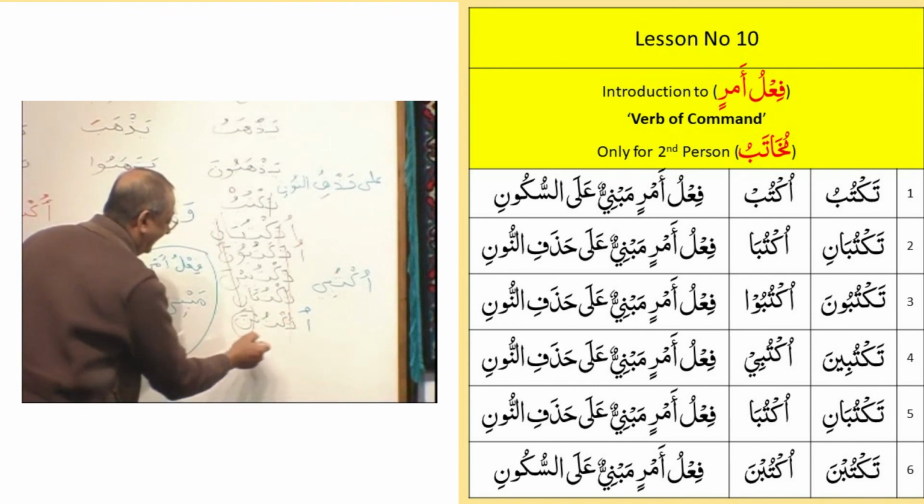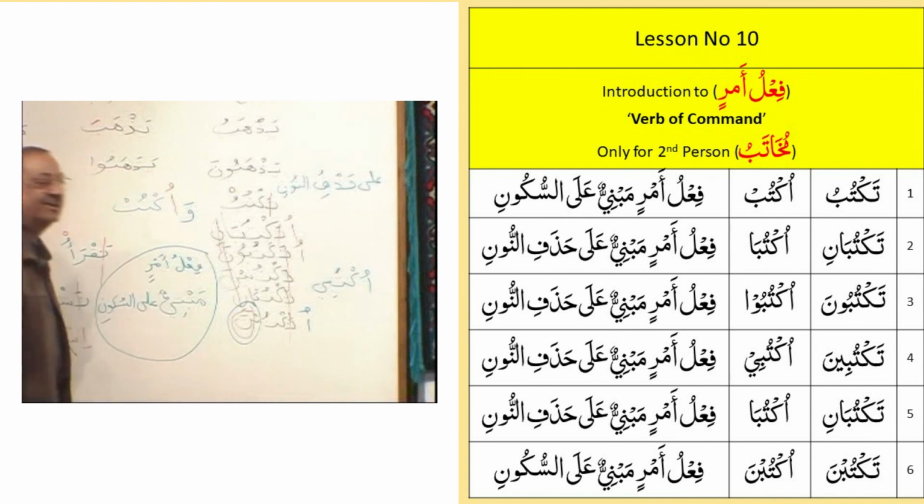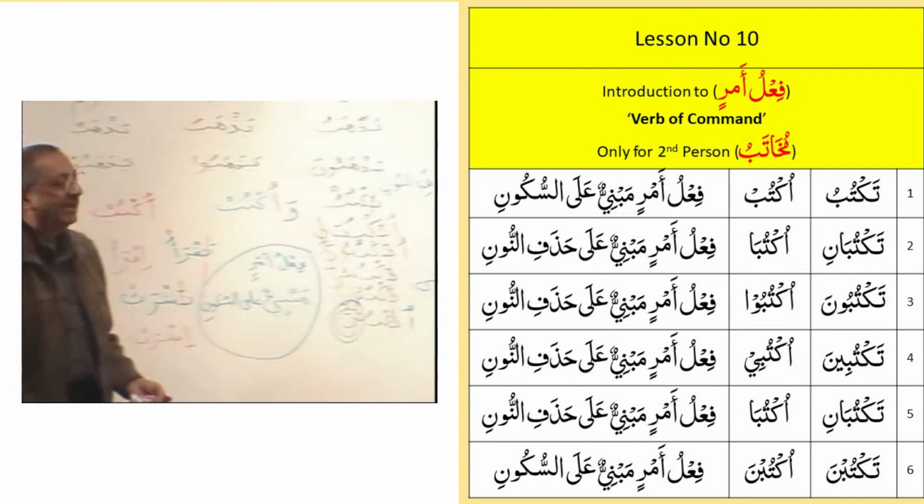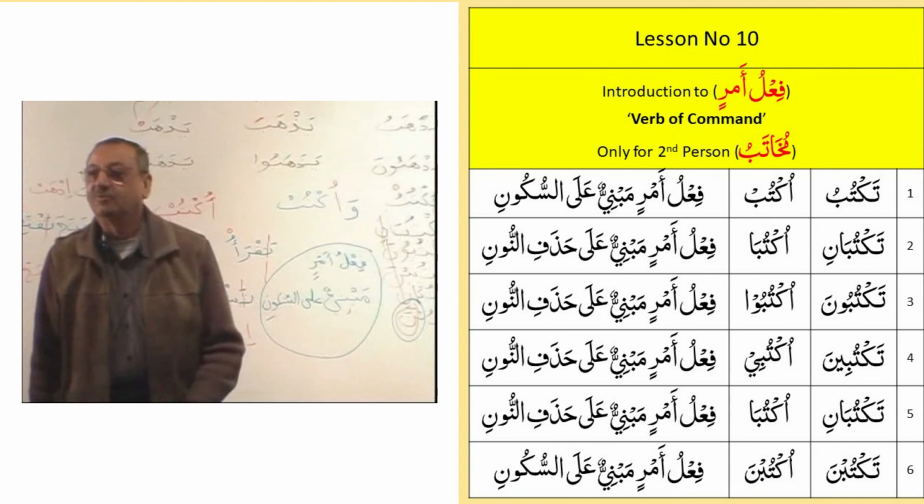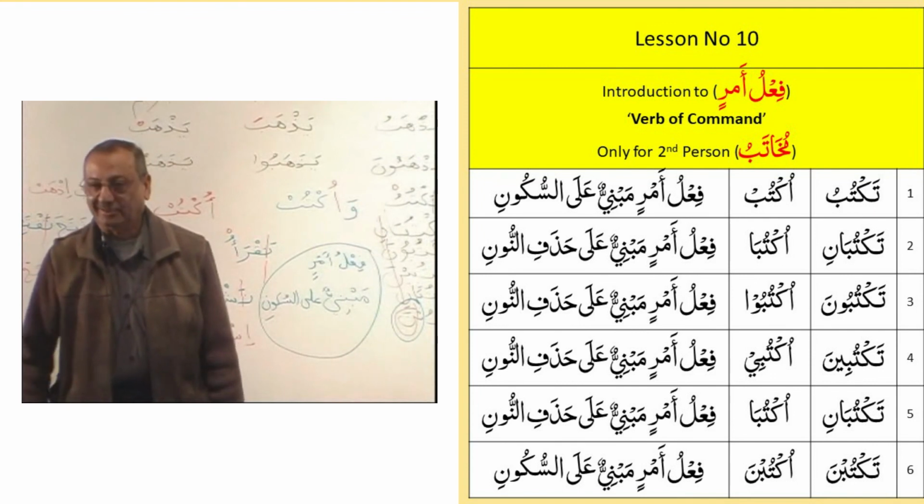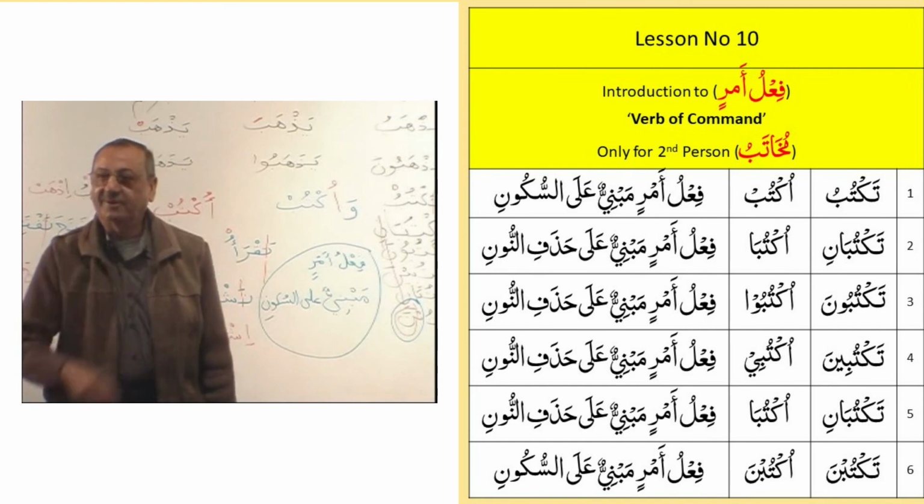I cannot drop this. It has to be there. Uktubna. What will happen? Uktubna. Are you with me? It's mabni. If you drop the noon, the fi'l is ruined. Are you with me, brother? So if I tell you in a simple way, ijlis. What did I say to you? Ijlis.